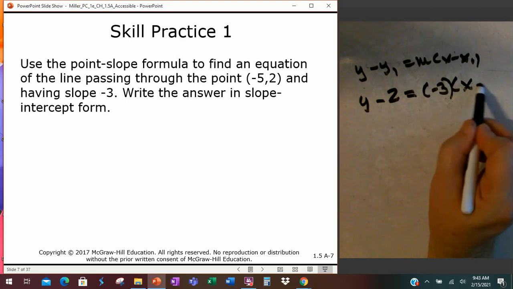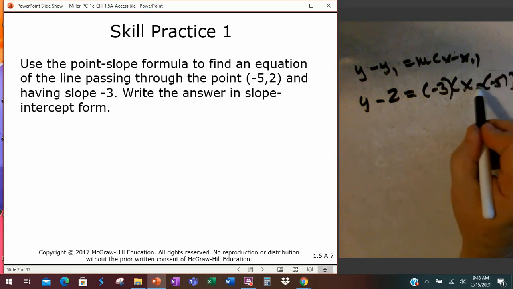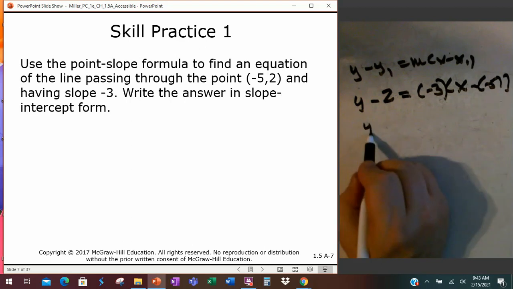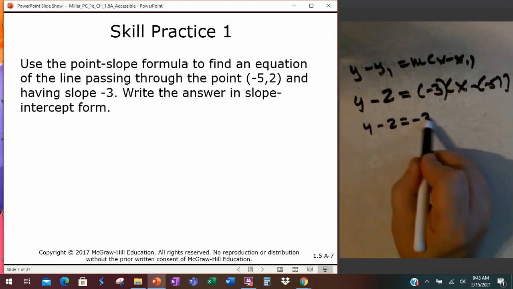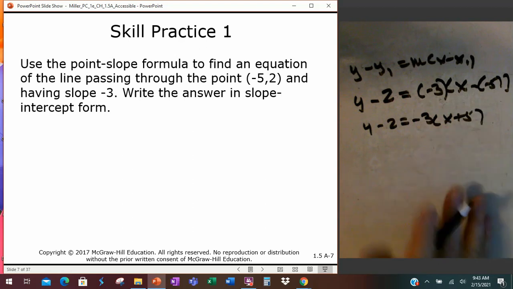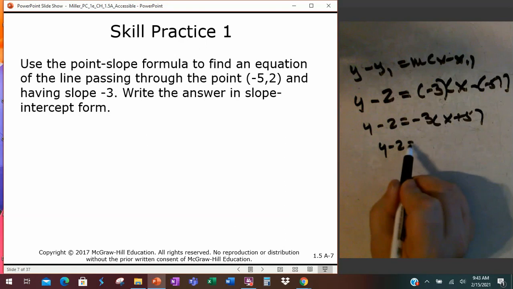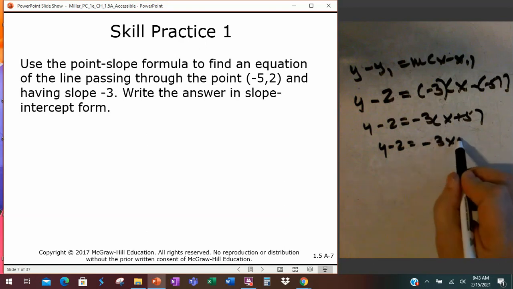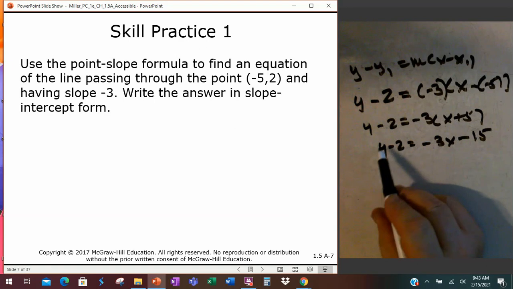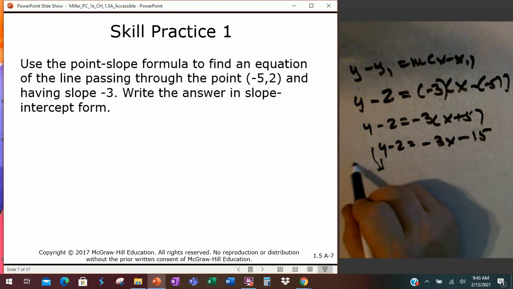y minus y1 is our 2, equals -3 times (x minus -5). I want to make sure I put that in parentheses because this needs to subtract, and that's going to change that. Okay, so y minus 2 equals -3 times (x plus 5). And then I'm going to distribute: -3x minus 15.